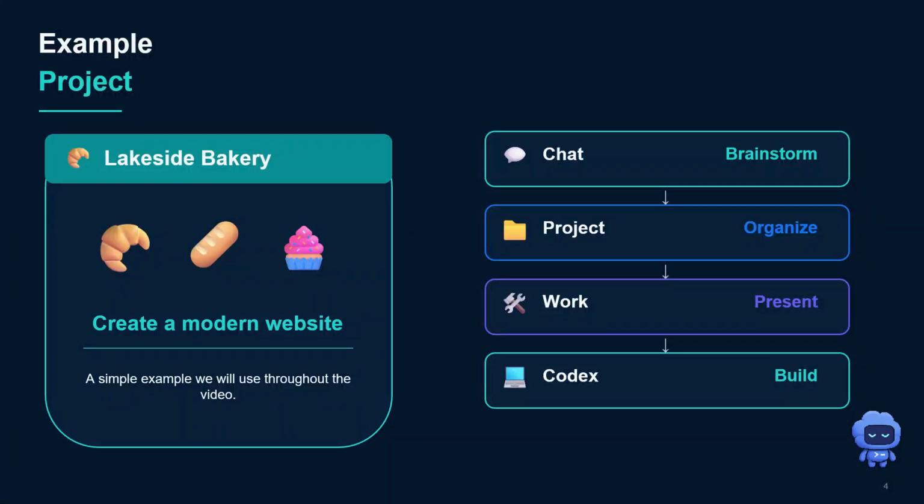Let's quickly recap what we have done. We started in chat to brainstorm ideas for our website. We organized everything inside a project. We used Cowork to create a professional presentation, and we used Codex to build our first page for our website. We also looked at scheduled tasks to automate recurring work and a couple of useful settings to personalize the application.